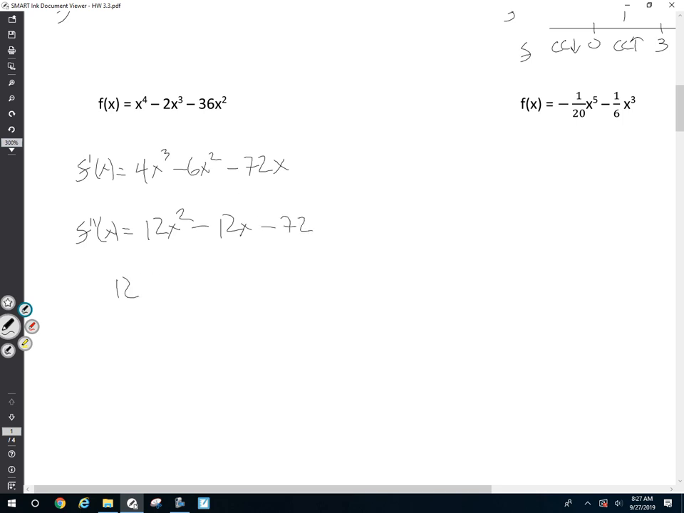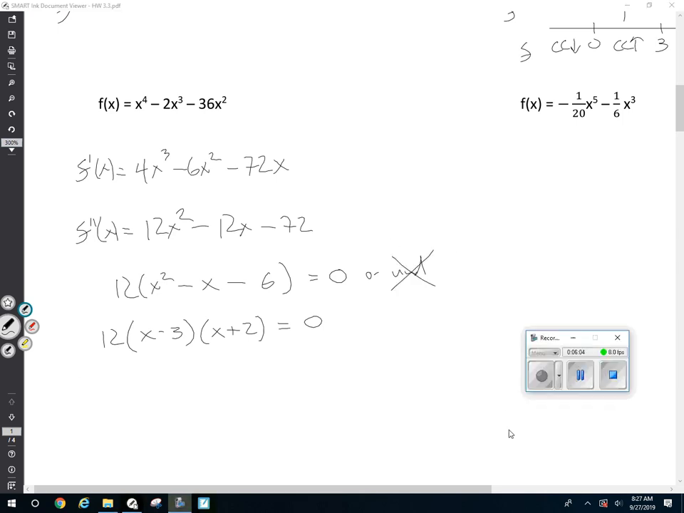I factor out 12 here. 6. Don't have to worry about the undefined. There's no denominator. All right, I get -2 and 3 as possible points of inflection.